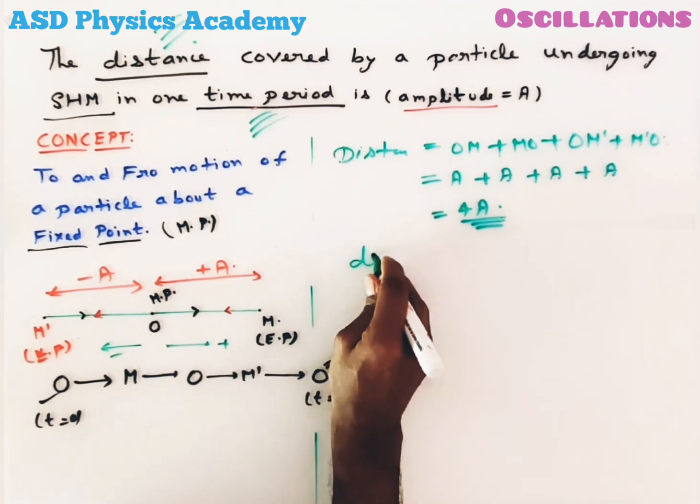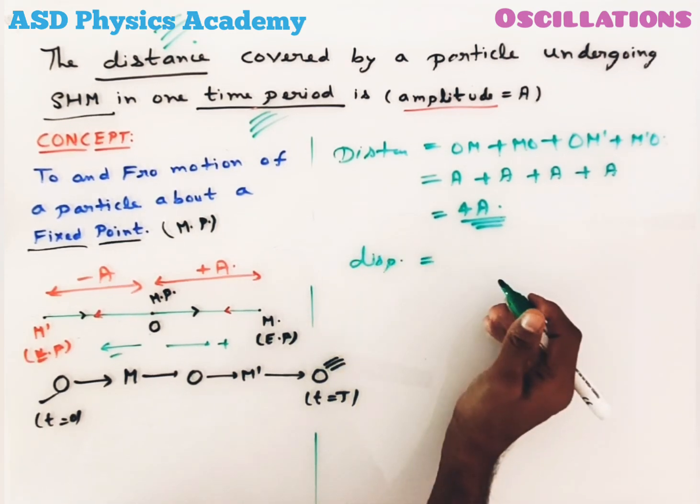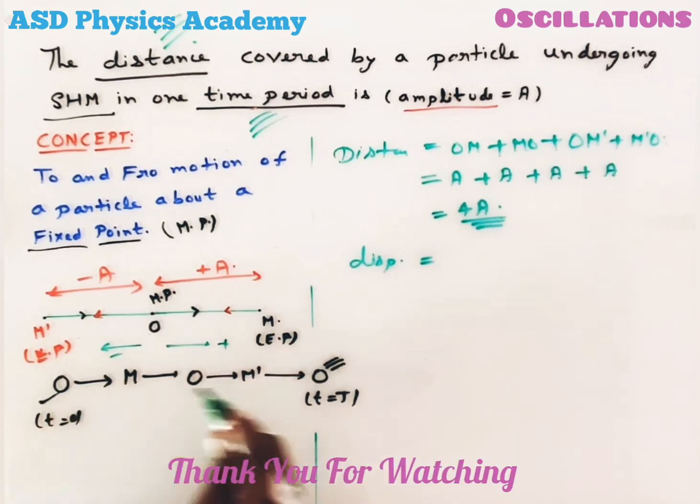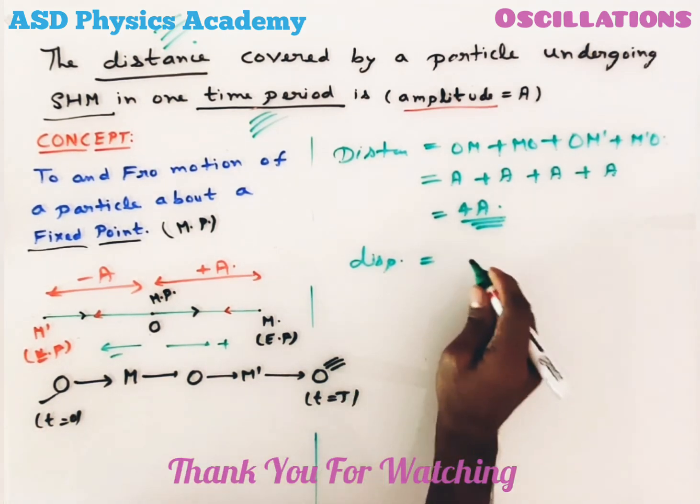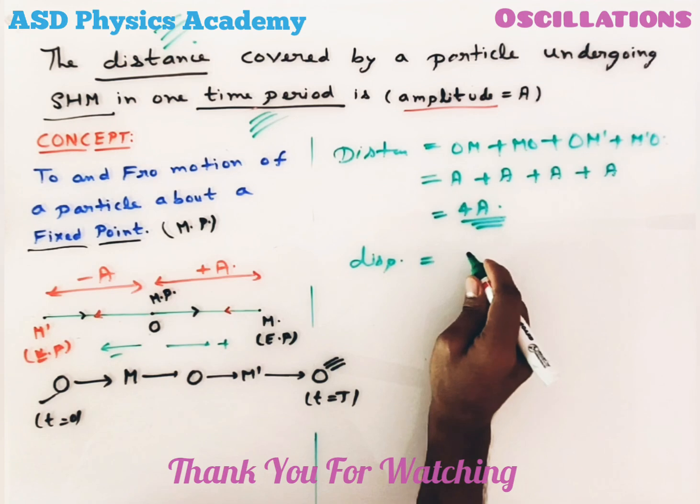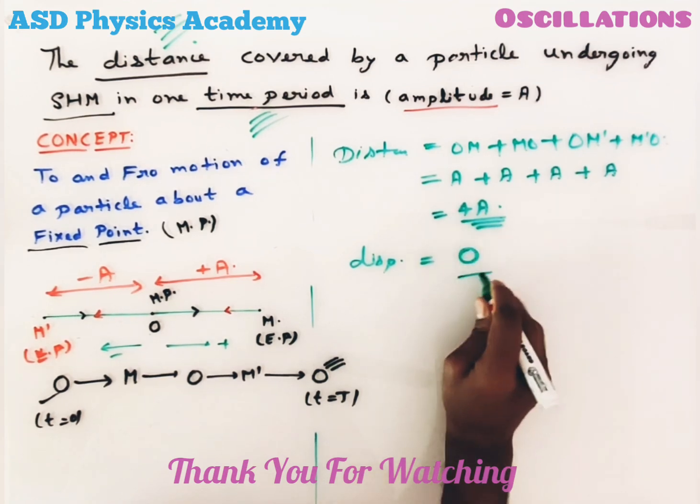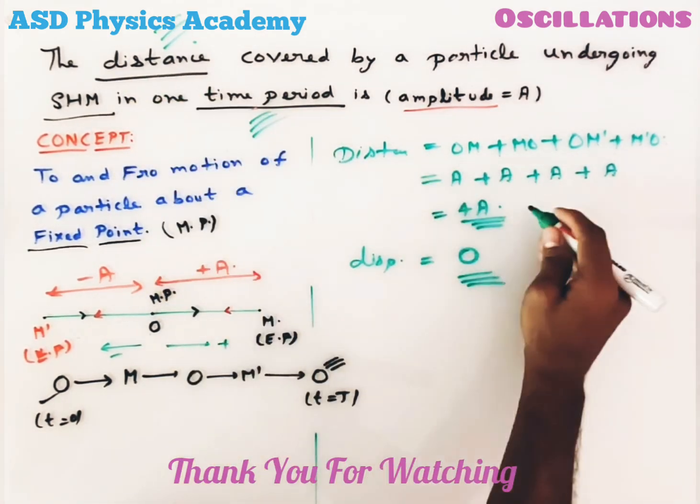If we talk about the displacement, we know that in one time period the initial and final position will be the same, and hence if in the question they are asking the displacement, that will be 0. But in our question the distance traveled will be 4A.